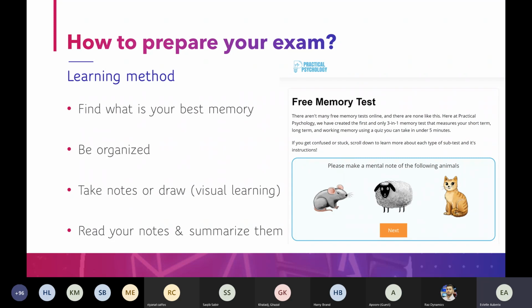So I'll give you a website where you can find a free memory test, a 5-minute test. It's not very, very scientific, but that could help you get a beginning of an understanding of what kind of memory is yours. Take notes during your MS Learn learning. Take notes or draw if you have a more visual memory.